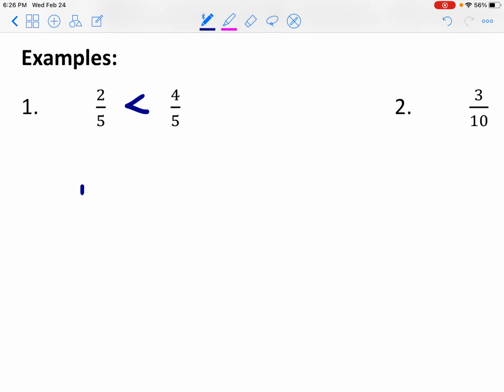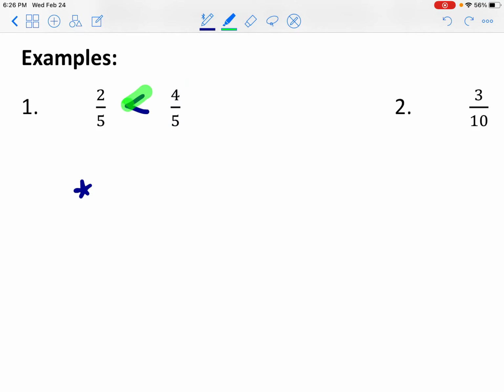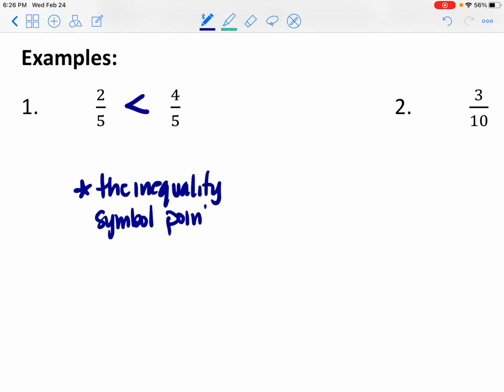In general, if you look at the symbol and the way that it's pointing, the way that the symbol points, it always points to the smaller number. The inequality symbol points to the smaller number. If I could just write faster, right?